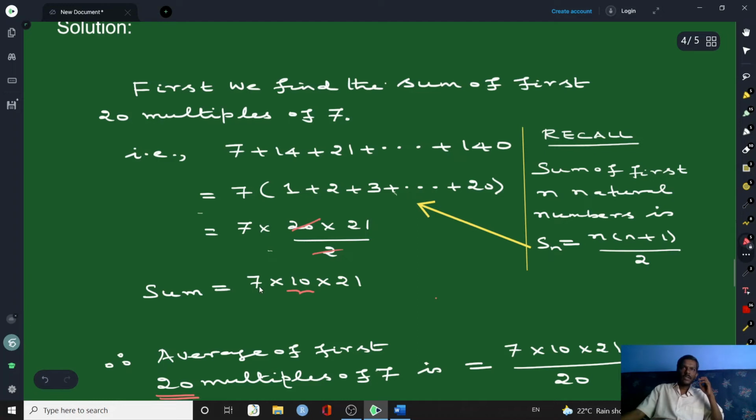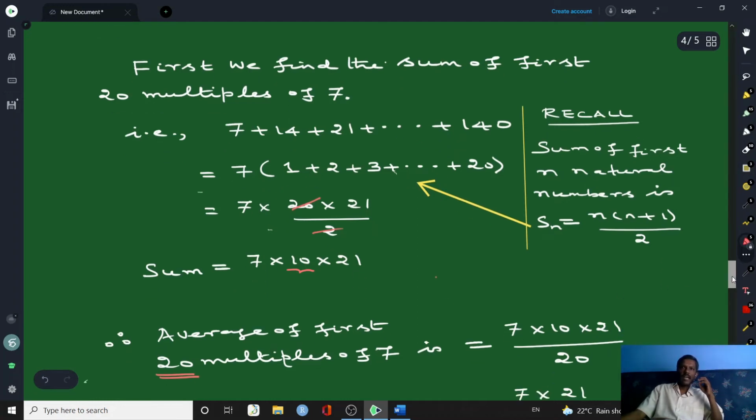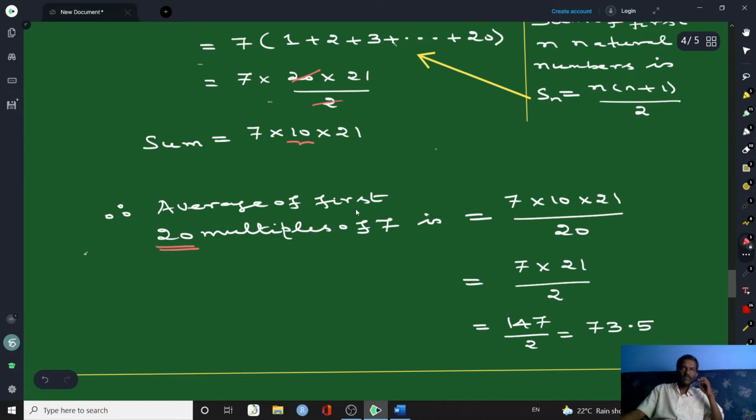The sum is 7 times 10 into 21. Now what we have to do is find the average. So the average of the first 20 multiples of 7 is the sum divided by the total number of terms. The sum is 7 times 10 into 21 divided by 20. So what you will get is 10 and 20 again here. You can cancel out these two.